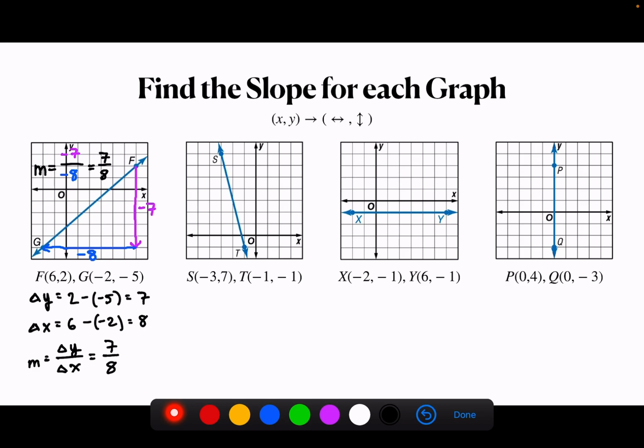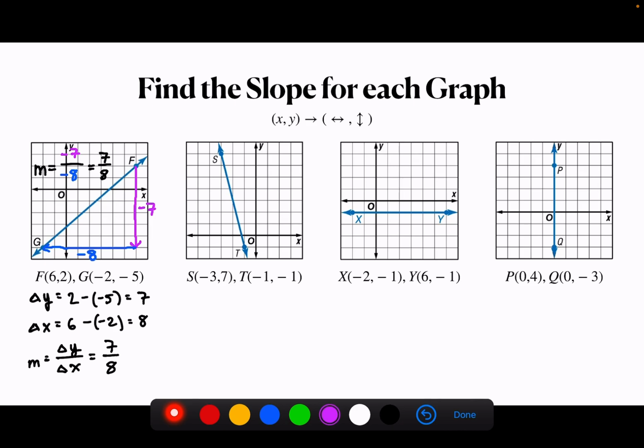And we can see that that is the same answer that we had if we did it graphically. Now, most of the time, you're not going to have the graph to actually find the slope. You're just going to have to find it algebraically. So make sure that you know how to calculate a slope and interpret what that number means.